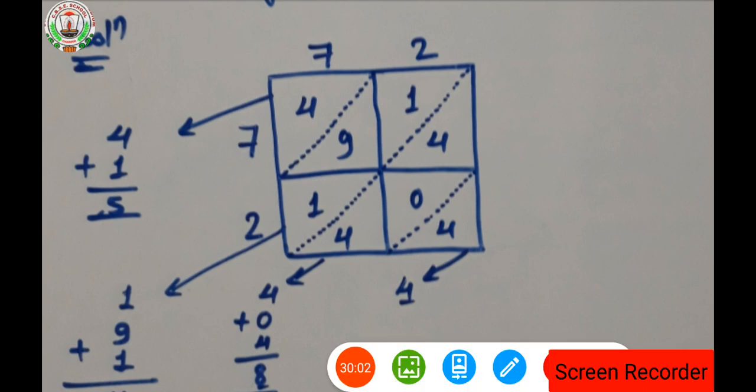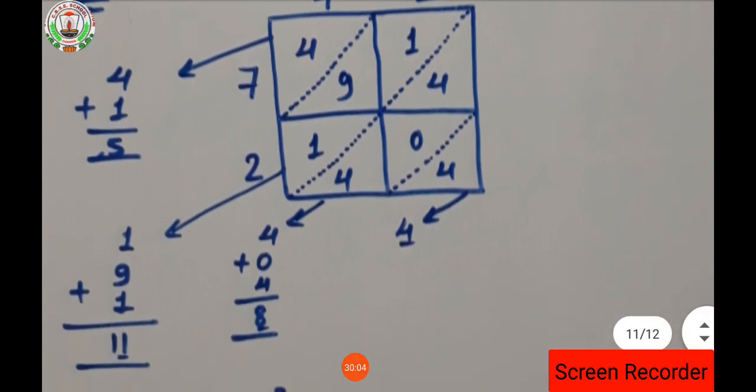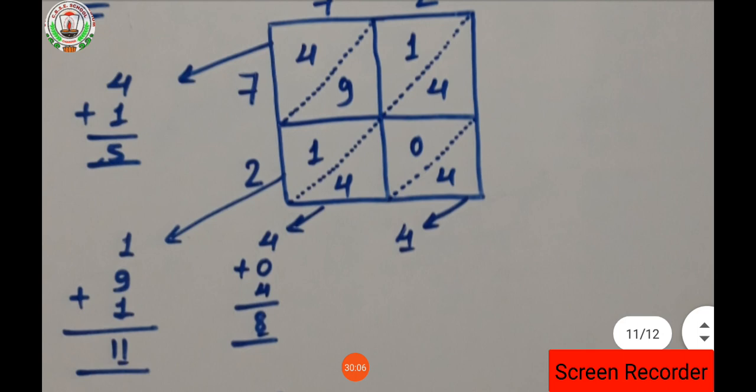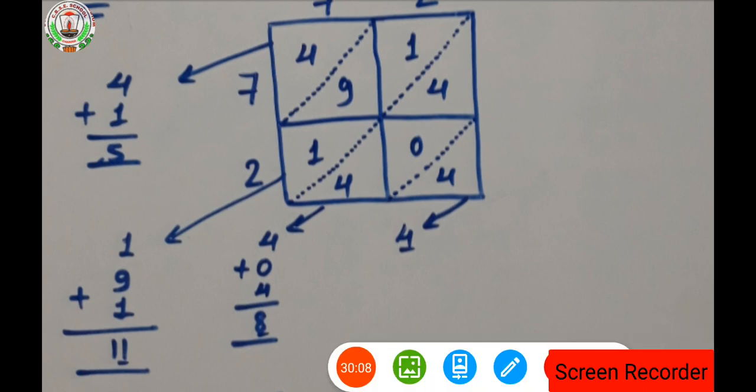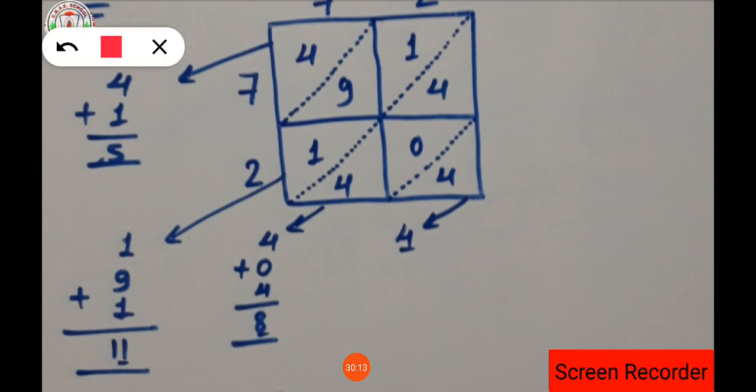Now what you have to do? You have to see how to find it. Now after doing this, what you have to do? You have to add the numbers. So from this diagonal, what is the number we are having? We are having 4. Okay. So 4 we will mark it by the dash.